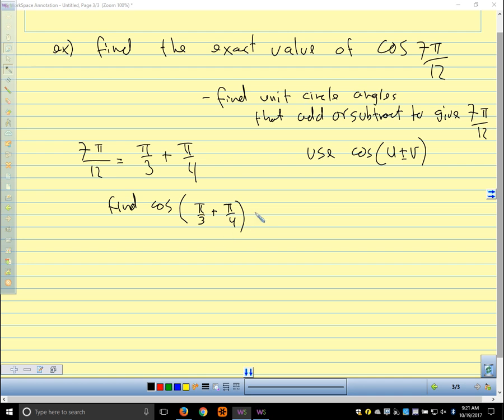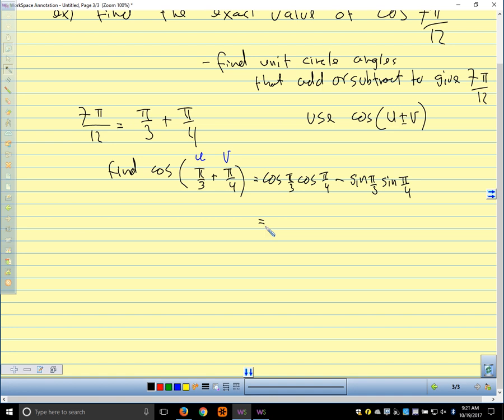And so that's going to be, in my formula, that's my u, and that's my v. So this is the cosine of pi over 3, cosine pi over 4, minus sine pi over 3, sine pi over 4.